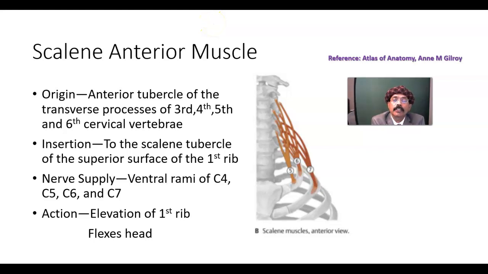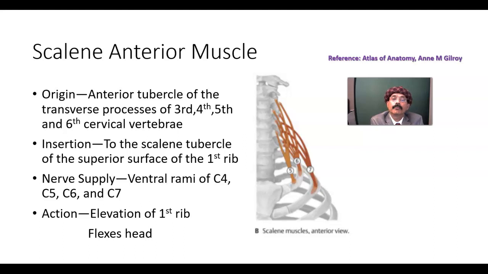Dr. Dewan S. Raja: Today I will discuss the scalene muscles. We have three scalene muscles: anterior scalene, middle scalene, and posterior scalene. These muscles are slender. They take origin from the transverse processes of the cervical vertebrae and insert on the superior surface of the first rib or on the second rib.